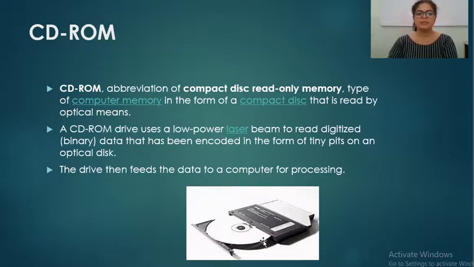Look at this diagram. This is an example of a CD and the CD-ROM. So CD-ROM drive uses a low power laser beam to read the digitized data that has been encoded in the form of tiny bits on an optical disc. Look at this. This is a CD and this is a CD-ROM. So the working of CD-ROM is how the CD-ROM reads the data from the CD. It makes use of a laser beam to read the data from the CD. The drive then feeds the data to a computer for processing.